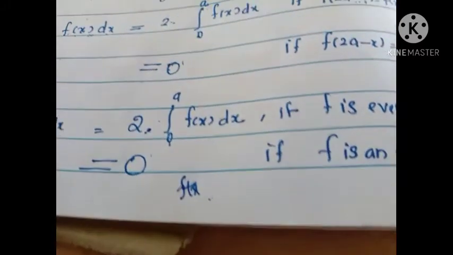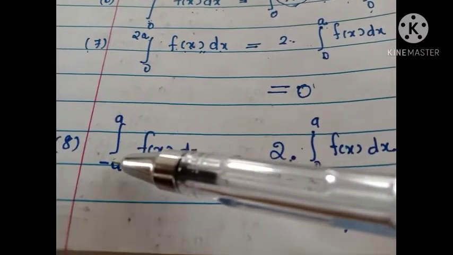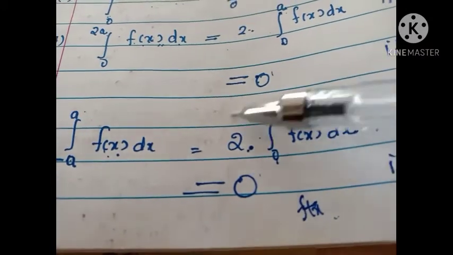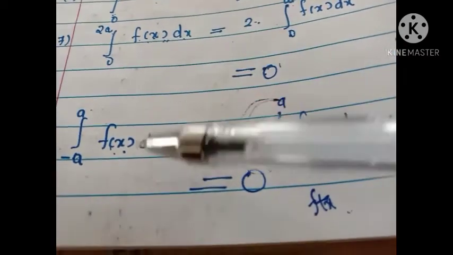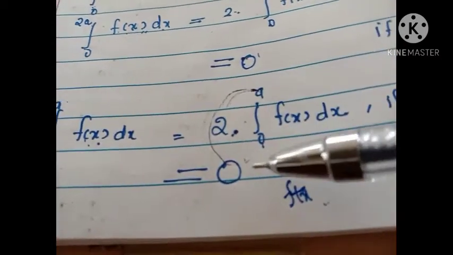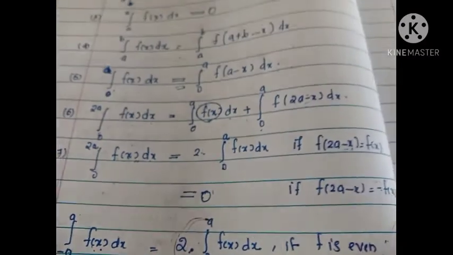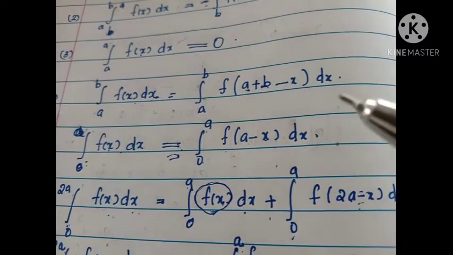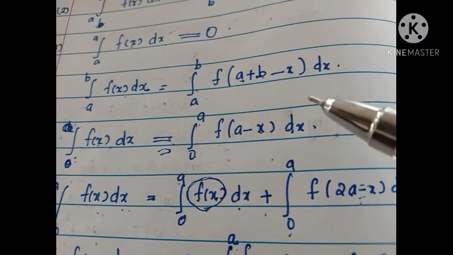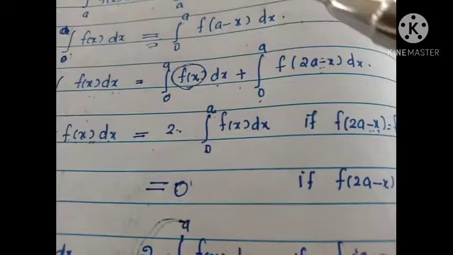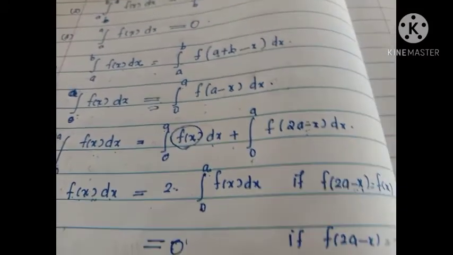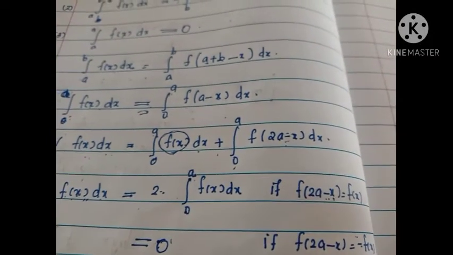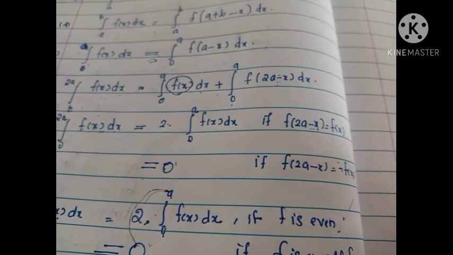So listen, if it is even, then integral from minus a to a can be written as 2 into integral from 0 to a. This part is important. If it is an odd function, then this integral value is 0. So anyway, these are the important properties of definite integrals, and these will be useful in evaluating the definite integrals more easily. Okay, let's see some examples so we can easily understand how these properties work on these definite integrals.